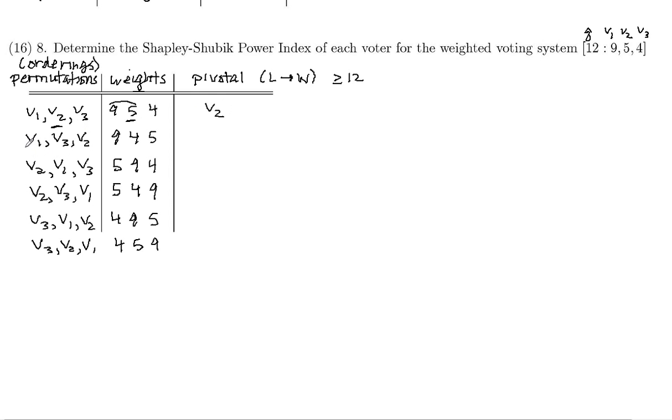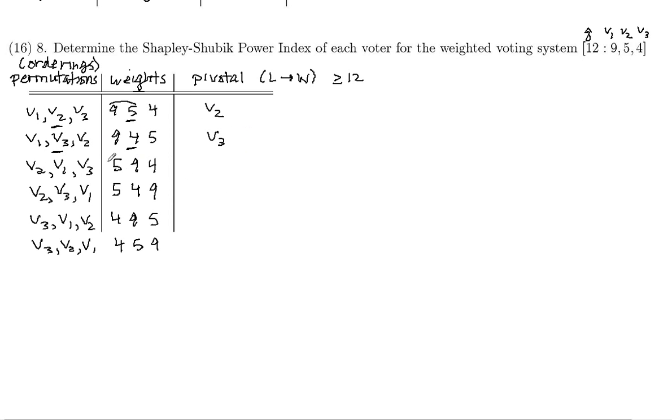In this ordering, voter 1 gets 9 votes, not enough to pass. But then when you add in these 4 votes, so now if you do the first 2, 9 and 4 is 13, that's bigger than 12. So when you add that 4, it changes it to a win, so voter 3 is pivotal. And you only have one pivotal voter. Up here, when we were doing critical voters, you could have more than one that was critical, but you're only going to have one pivotal.